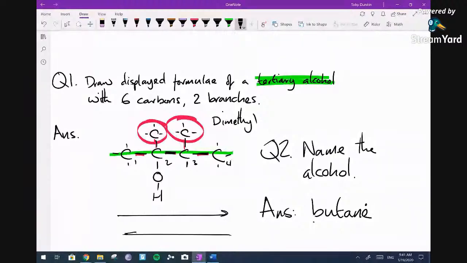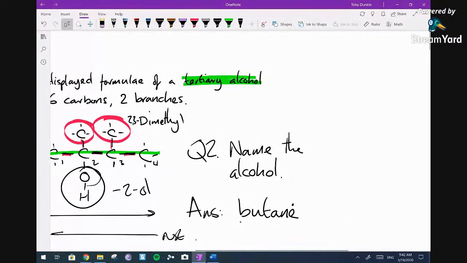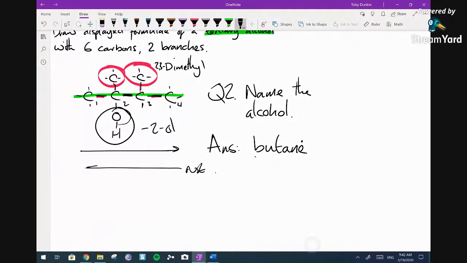And the reason why, of course, is because the alcohol is the most important group, and I want to make that as low as possible. So if I go in the not direction, it then becomes a 3, whereas if I go in the actual direction, it becomes a 2. So this is going to be a 2,3 dimethyl, and then I've got a 2-ol group at the end of it. So then I can add all of these together. So I've got 2,3 dimethyl, bute, and the E disappears, 2-ol. Tertiary alcohol, 2 branches. Cool.